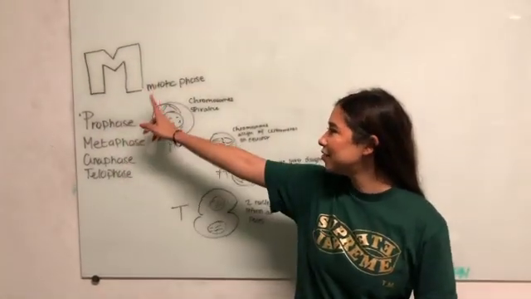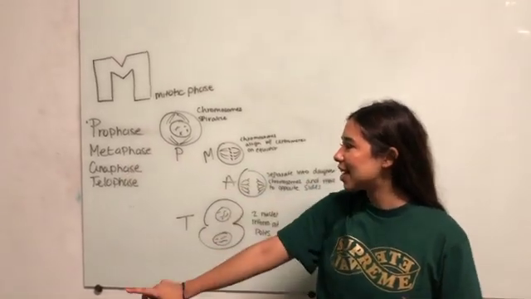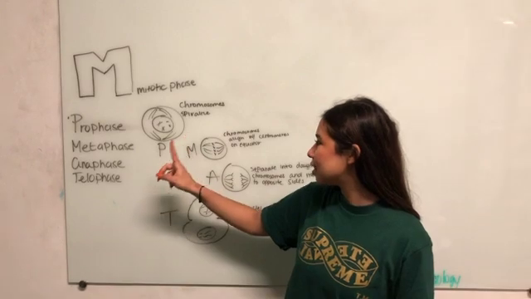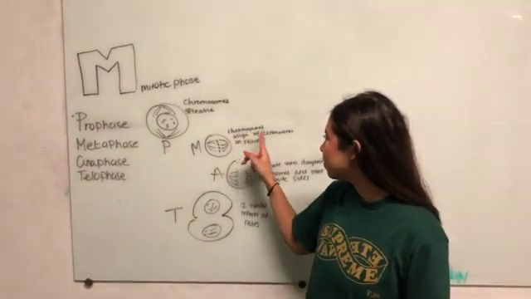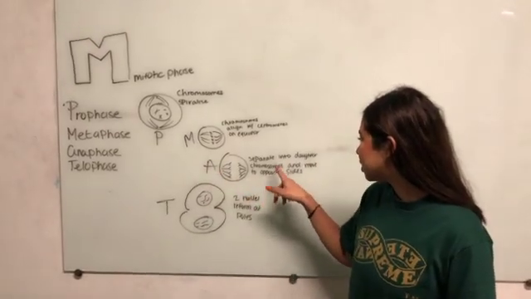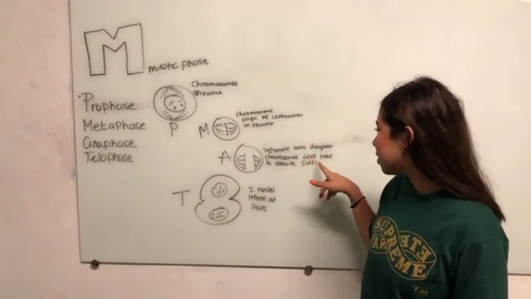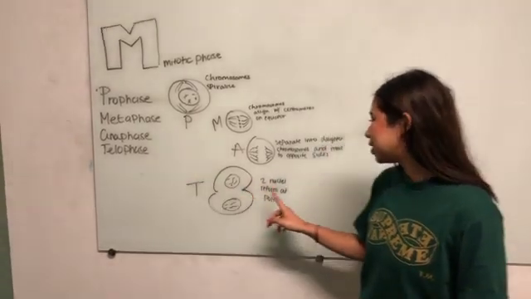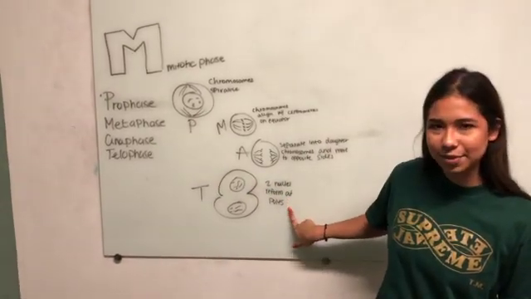Okay, now we have the mitotic phase, consisting of the prophase, metaphase, anaphase, and telophase. The prophase is where chromosomes spiralize. And then we have metaphase, where chromosomes align with centromeres on the equator. And then we have anaphase, where they separate into daughter chromosomes and move to opposite sides. And then we have the telophase, where two nuclei reform at the poles.